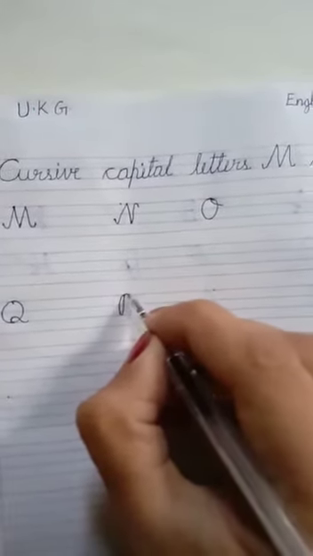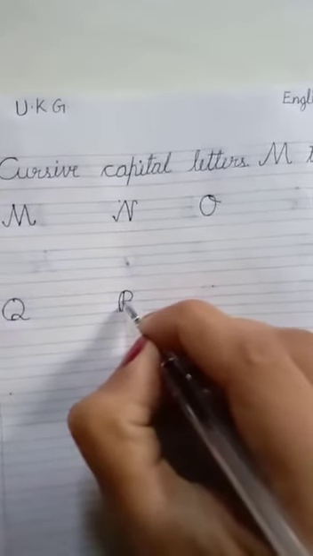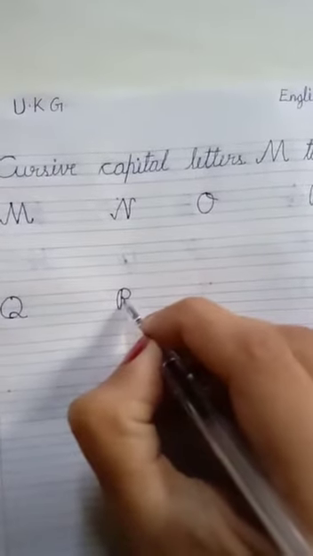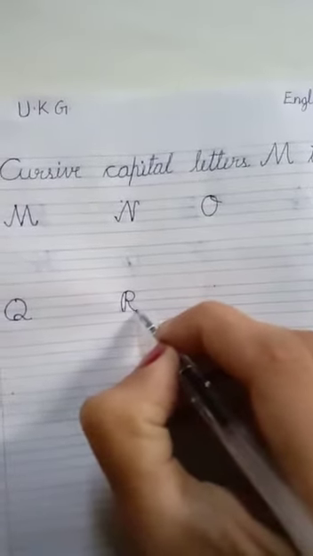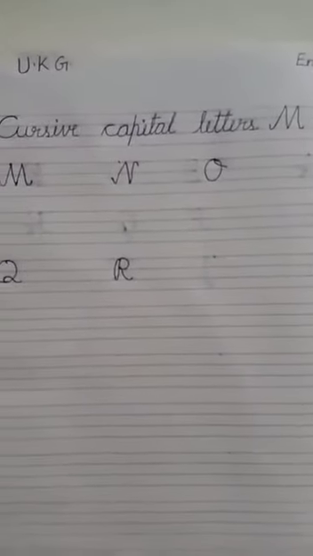After Q, R. R start on the top line, moving down the third line and again we'll move on the top line like this and moving down like this. Okay, R.